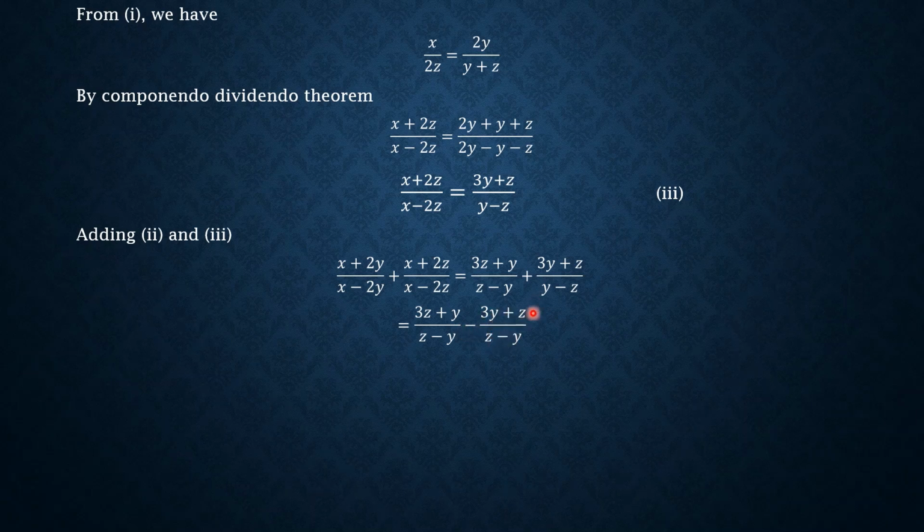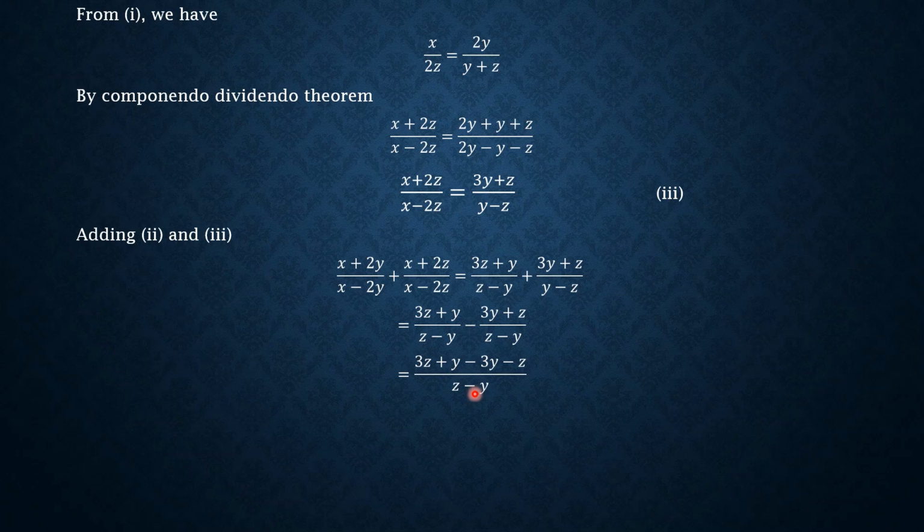When we take negative common from this fraction, this factor, we will write minus into z minus y. So now students, look that as the denominator of these two fractions are same, so we will take the LCM of these two fractions and we will write 3z plus y minus 3y minus z over z minus y.